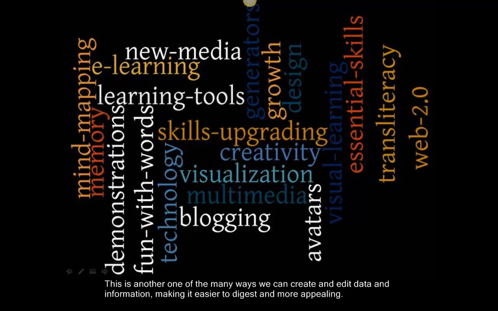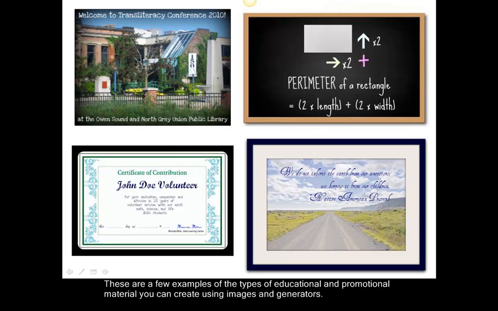This is another one of the many ways we can create and edit data and information, making it easier to digest and more appealing. These are a few examples of the types of educational and promotional material you can create using images and generators. The chalkboard image began as a royalty-free stock illustration. We used Picnic to add text to visually demonstrate a concept for learners. The certificate was created using a generator, while the top left and bottom right examples are edited photos.